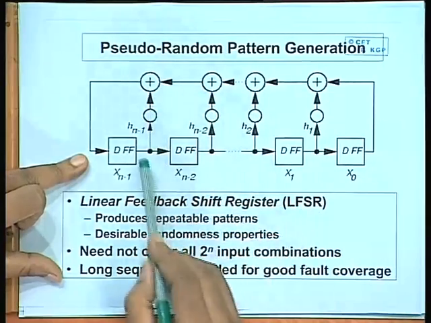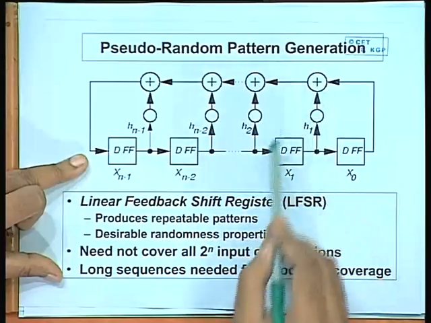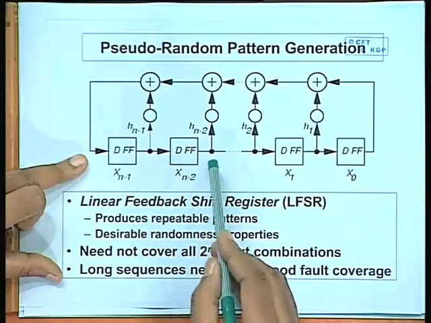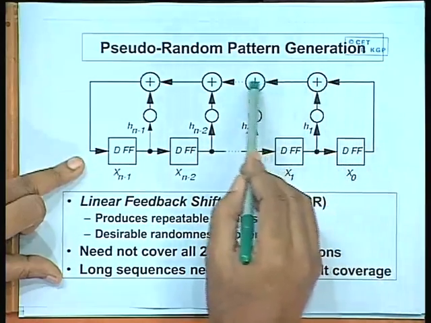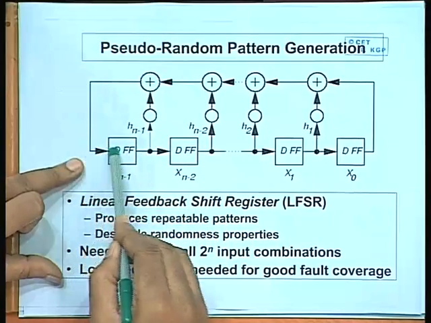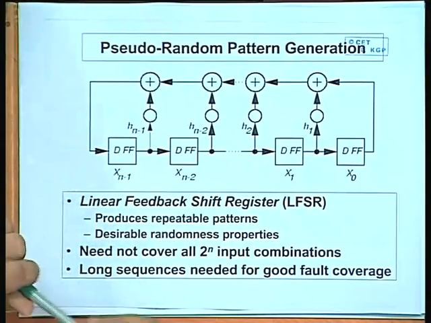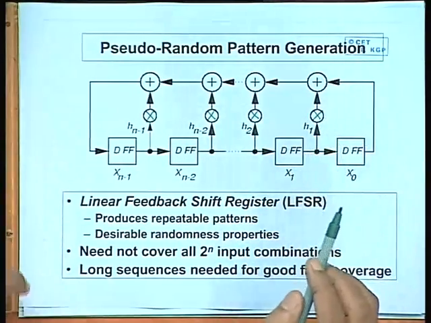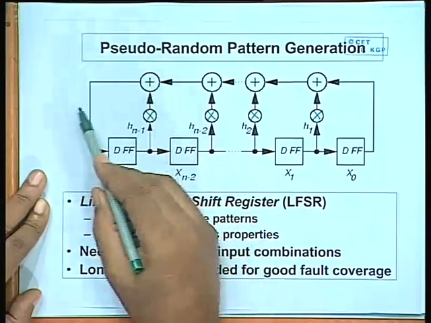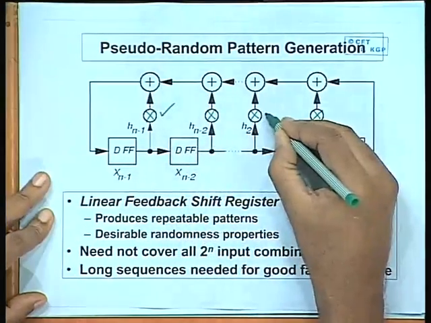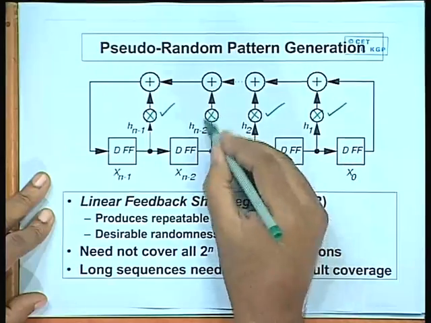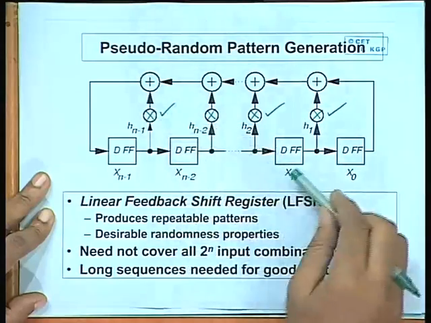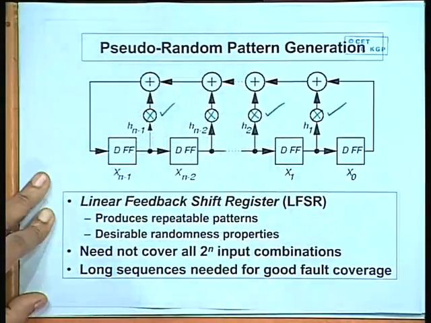The outputs of the D flip flops are fed to exclusive OR gates. This forms some kind of a feedback network. Some combination of the outputs is XORed and the XOR result is fed back to the input of the first flip flop. The significance of these circles is that it is not necessarily the case that all the outputs should be XORed. Some of these may be there, say for example, these 3 are there, but this is not there. So, you selectively find out which outputs you want to XOR and you feed the result back at the first flip flop input.